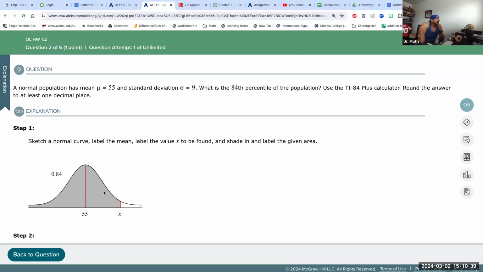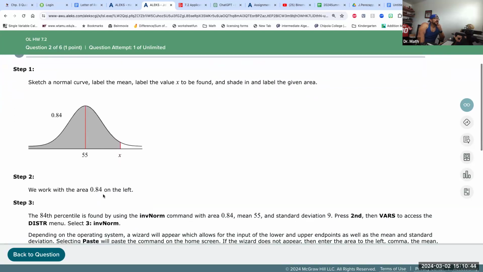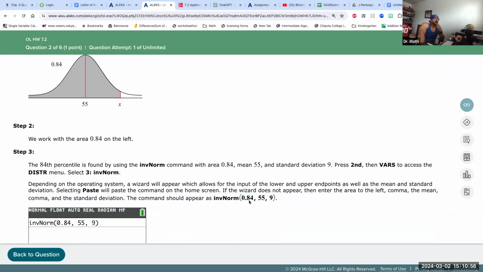All right. So this time we need a new program. Because they're asking us to find an X value and they give you an area, now we're going to use this program called inverse norm. And notice what inverse norm is going to ask you for. The first thing it's going to want is the proportion. So write that down. It wants the area to the left.